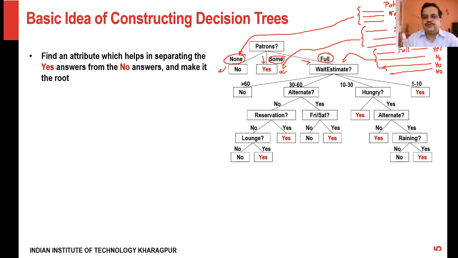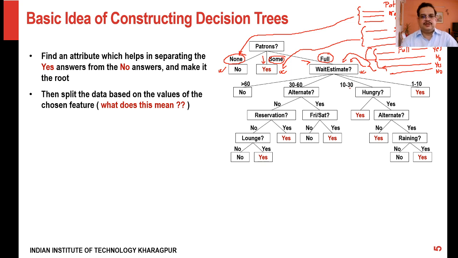So then what we do is we recursively apply the same algorithm with this part of the data and with this as the root. We choose another attribute which will be the root of this subtree, and then wait estimate is chosen, and again the same process is recursively followed. So that's the basic idea of constructing the decision tree. We shall see in more detail as we go along how we choose the attributes, how we split, and how we recursively apply the algorithm again.